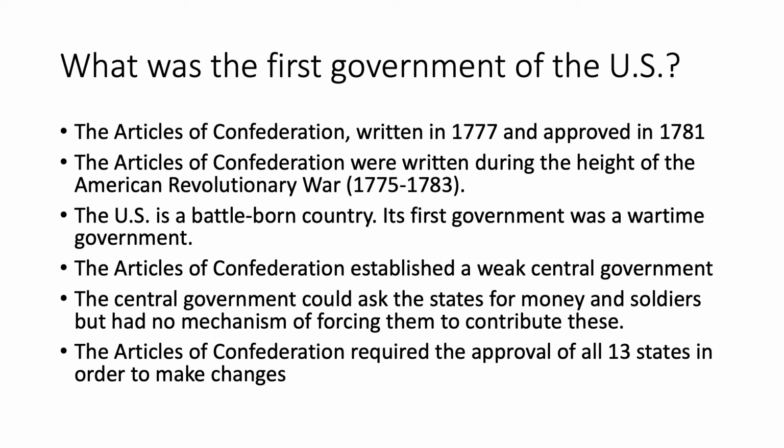Well, the first constitution of the United States was the Articles of Confederation. The articles were written in 1777 and approved in 1781. The Articles of Confederation were written during the height of the American Revolutionary War, which lasted from 1775 to 1783. In 1783, the British officially recognized the United States as an independent country at the Treaty of Paris.